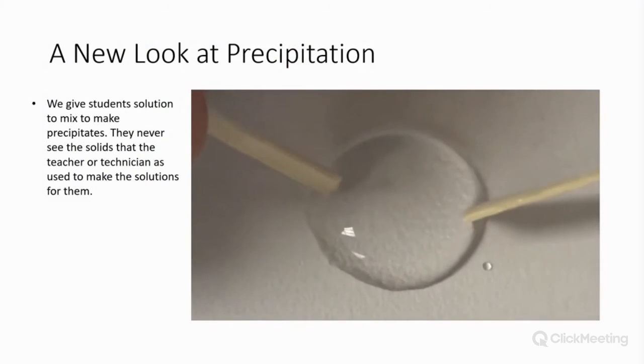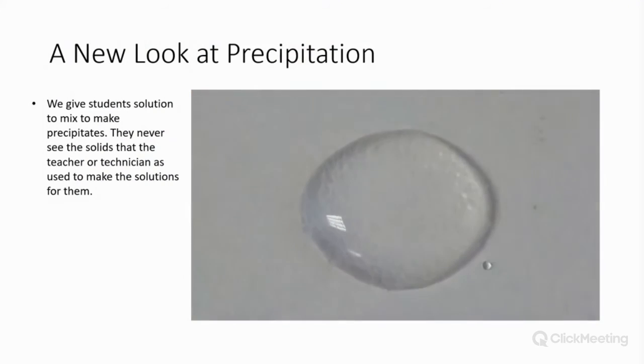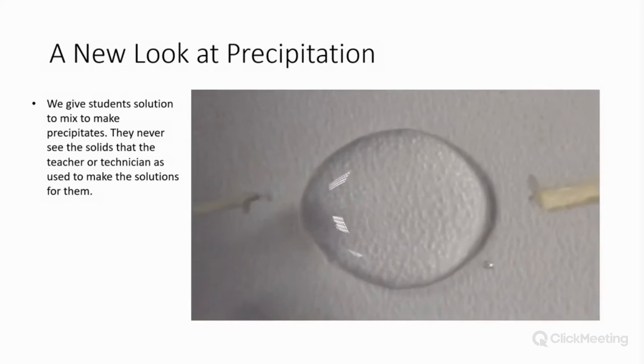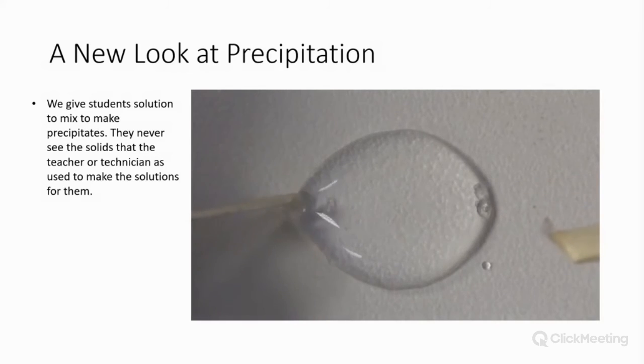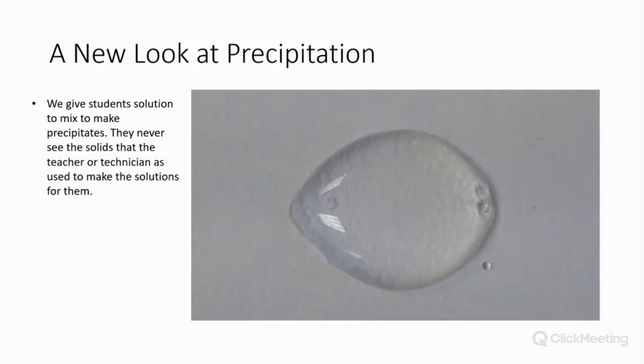Now, this is a new look at precipitation. I'm wetting my little bits of stick, and this is distilled water. And I'm now going to put in silver nitrate and potassium iodide from either side of the puddle. Often we just supply solutions to students, and they just mix it together and the magic happens. This time they are making the solution by using the solids.